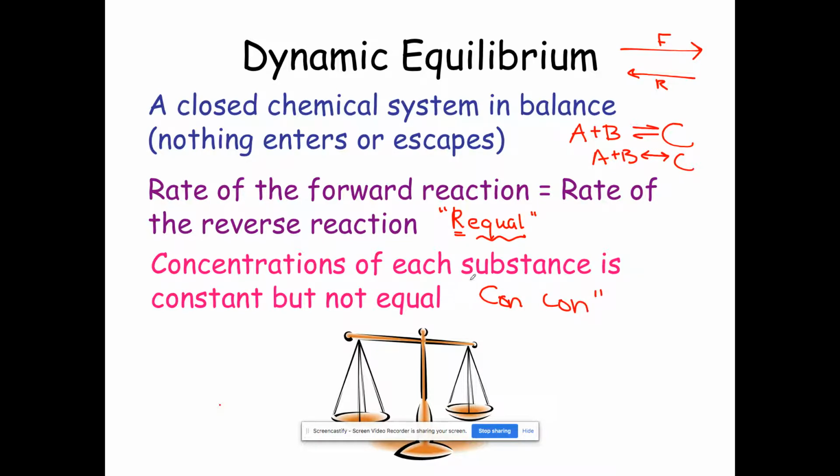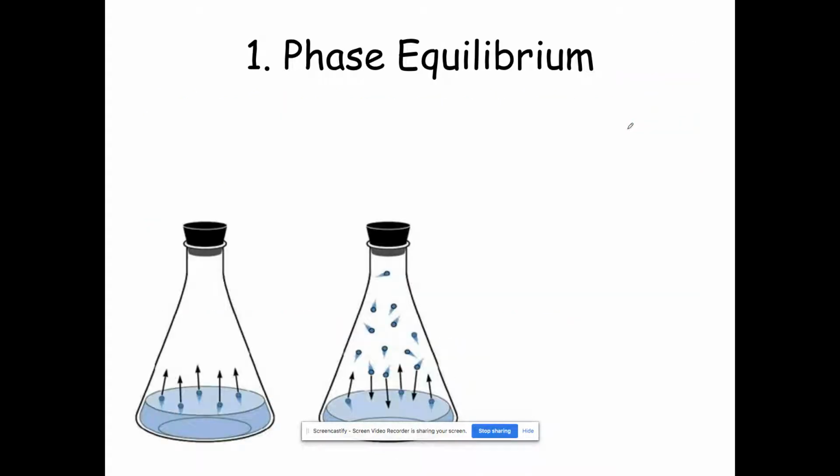So those are the two takeaways for dynamic equilibrium. Requal, which means the rates are equal, and concentrations or amounts should be constant, not equal. So A plus B doesn't have to be the same as C. They can be different as long as they stay constant. So here's our first picture.